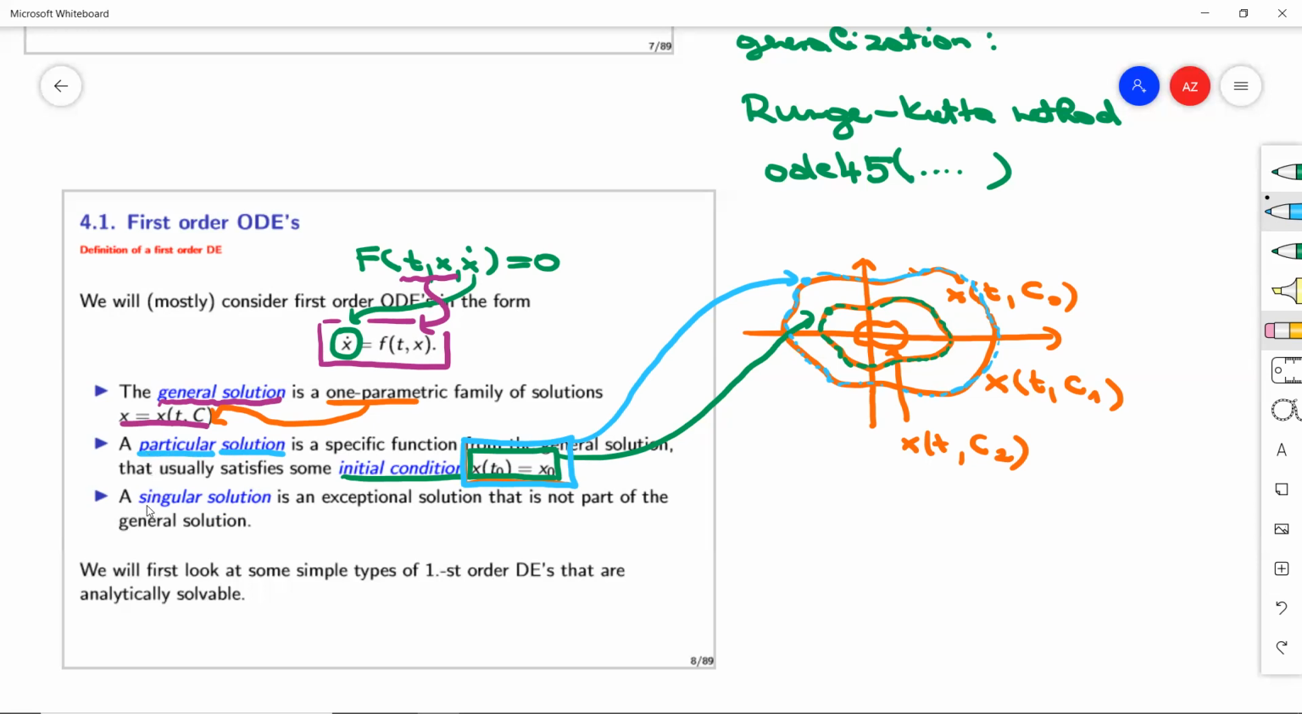But there might be also exceptional solutions, which are called singular solutions. They are not part of the family of solutions, but they are singular. For example, there might be some line or some point or some other degenerate solution which doesn't come as a solution of this form. So those singular solutions are exceptional, and we have to look for the existence of such singular solutions when we are solving a DE.